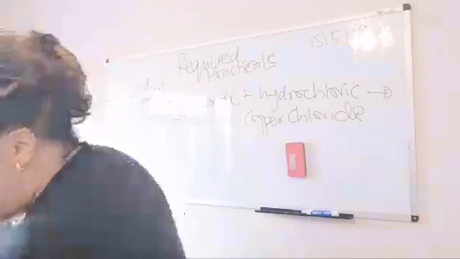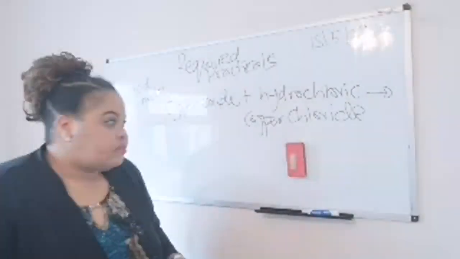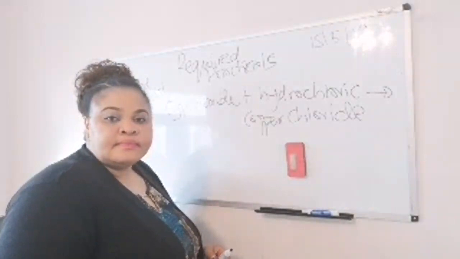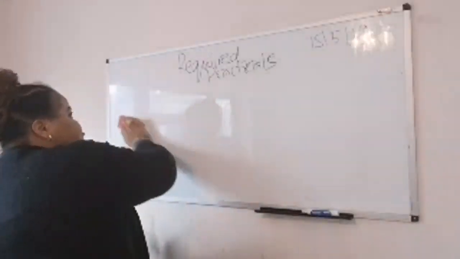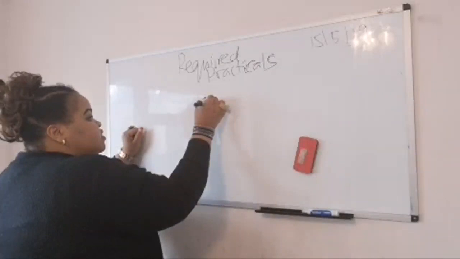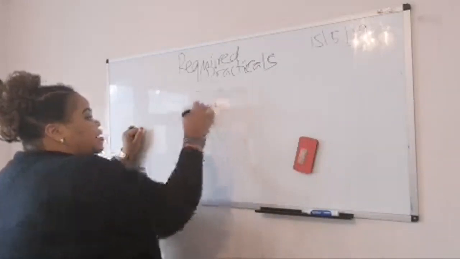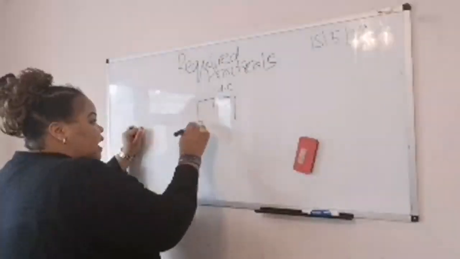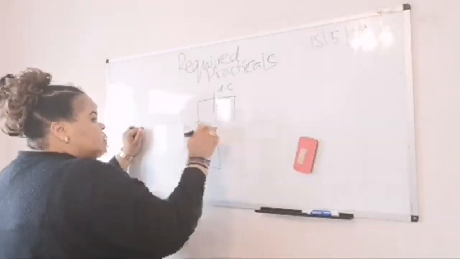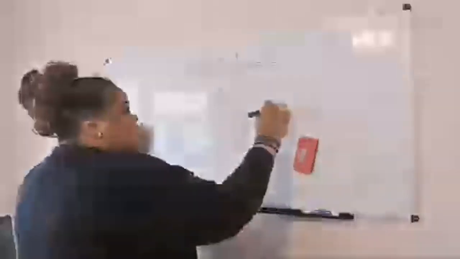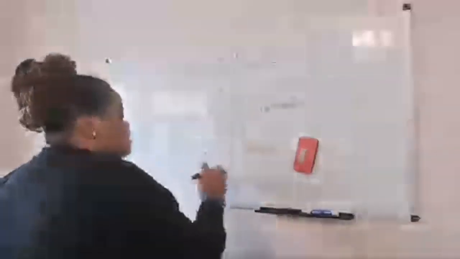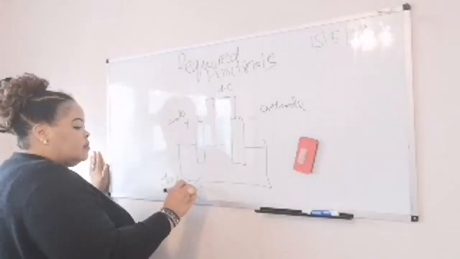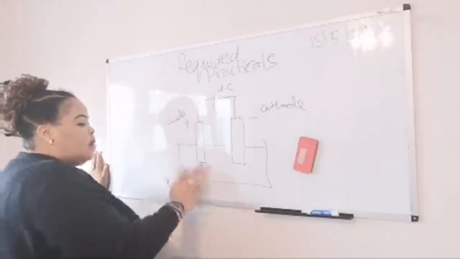Okay, the second required practical is the electrolysis one. For electrolysis you need a direct current power source connected to your electrodes. These two electrodes are negative and positive, so you have the cathode and the anode, and you have your electrolyte. Your electrolyte is the liquid that's going to be split up. Let's say it's copper chloride solution.